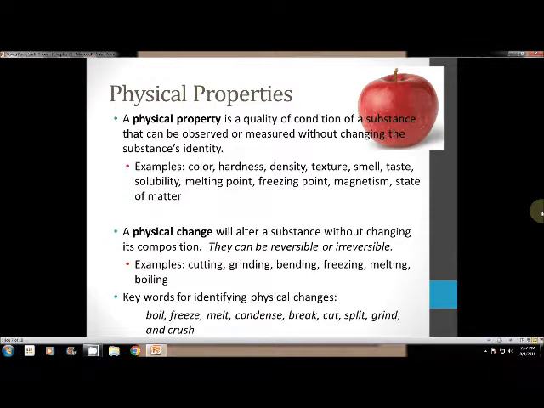Keywords to identify physical changes, which is on the next side of your note packet, would be when you see the words boil, freeze, melt, condense, break, cut, split, grind, and crush. Pick a couple, write them down, and you are good.